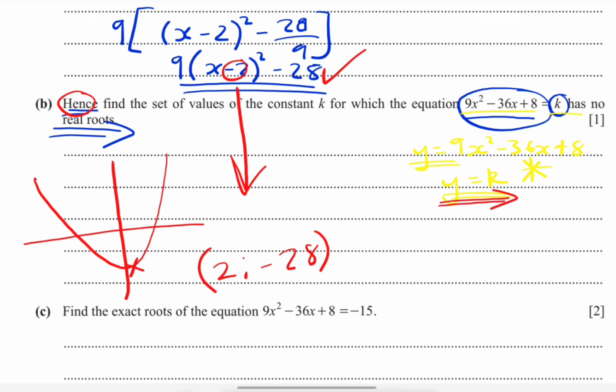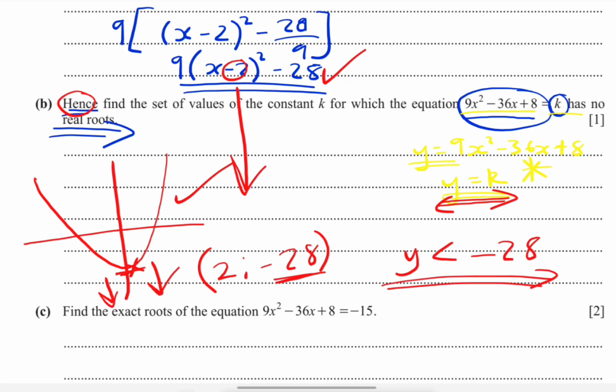And y equals k is a horizontal line. And for us to draw a horizontal line that does not cross this graph, it has to be less than the y point, because the y coordinate is at minus 28. And if we have any lines of y equals any value less than minus 28, then it does not cross or intersect with the curve. And so the set of values for which this and this do not meet or have no real roots is for y values that are less than minus 28. And we get 1 mark for that.